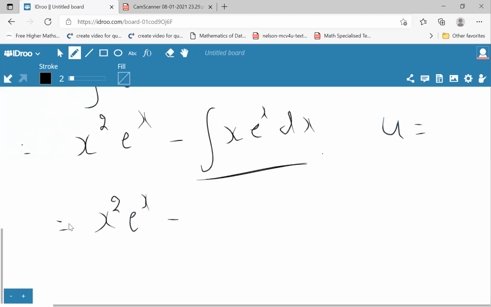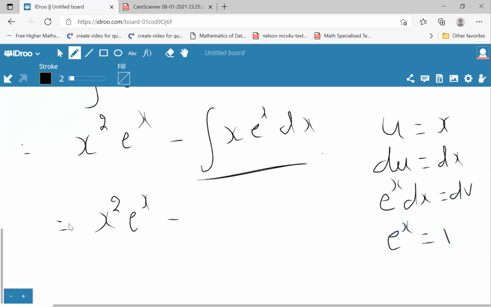In the same way, let us take u to be x. Differentiating on both sides, you get du is equal to dx. So dv is equal to e to the power of x dx. Integrating on both sides, you get v is equal to e to the power of x. In the same way, you know the formula is uv minus integration of v du. So x squared e to the power of x minus, uv is x into e to the power of x, minus integration of v du. v is e to the power of x and du is dx.